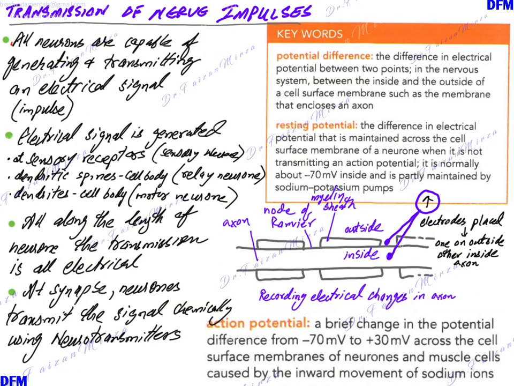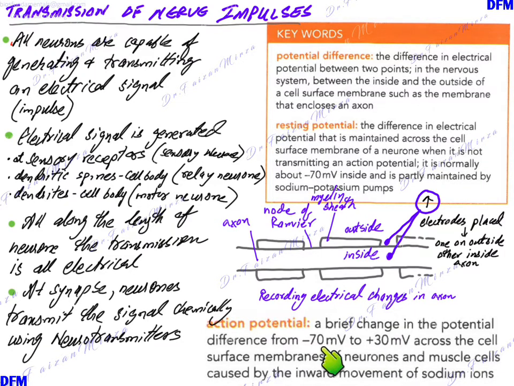Now, what's an action potential? An action potential is a brief change in the potential difference from the minus 70 millivolt value to a plus 30 millivolt. This is called depolarization because the cell membrane loses polarity of minus 70 millivolts and shifts to a value which is plus 30 millivolts.